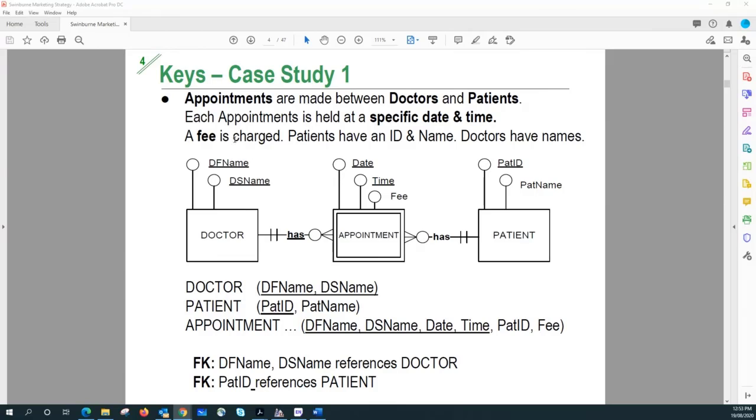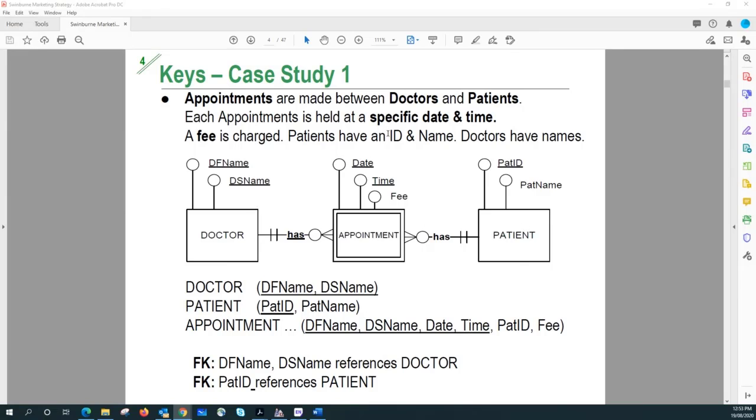So you know how to define the primary key of the doctor, right? Because it says doctors have names. In this case, we need to assume name means you can have a first name and a surname. So what I have done here is I made an assumption: doctor's first name, doctor's surname. And these two make a primary key for the doctor, so it's obviously a strong entity.